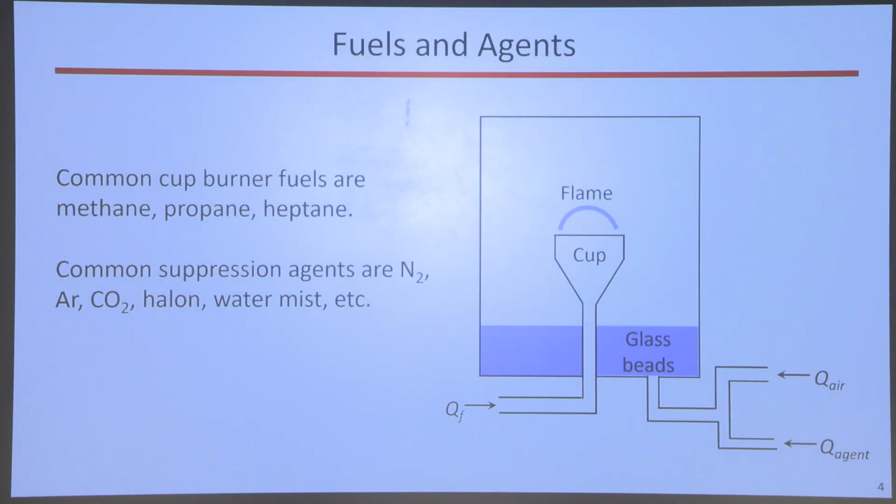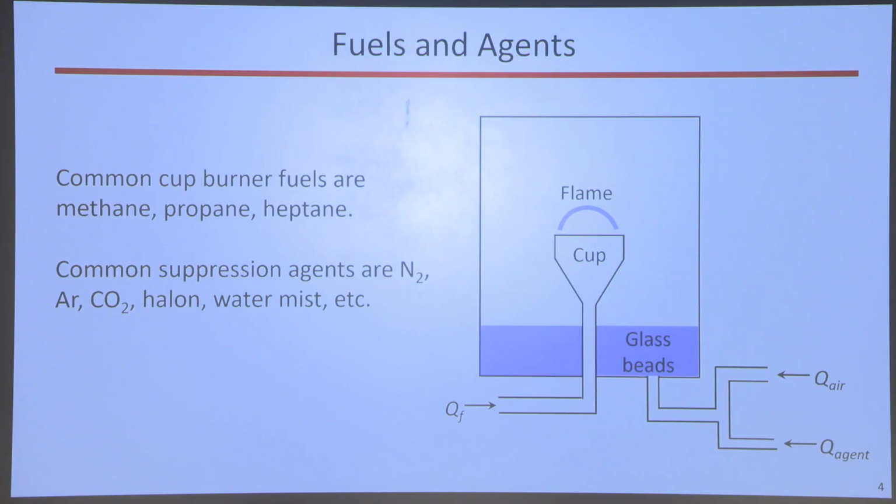So this is how the flow rates work when you do a cup burner test. Initially, you start your fuel flow rate, methane, propane, sometimes heptane, and that's this Q fuel at the bottom left that goes into the cup. As I mentioned, you then turn on your flow rate of air, which goes into these glass beads, so you have a nice uniform top hat velocity profile.